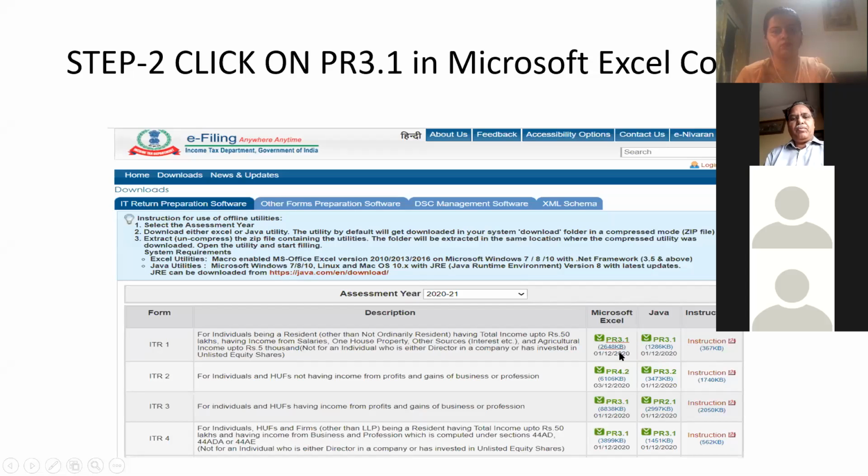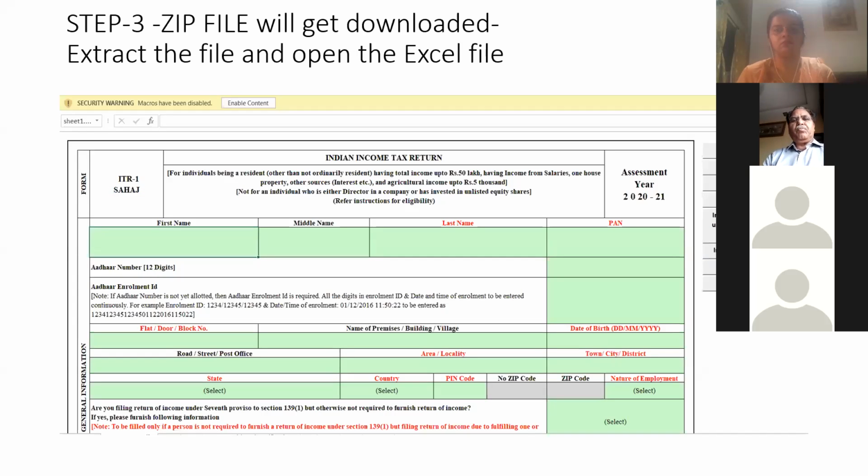So this Microsoft Excel, you can see there are 2 versions. There is Excel and there is Java. You will download the Microsoft Excel version because that will be easier for us to fill and it does not require any extra software. So Microsoft Excel, this particular button here, this green one, you will click over here. Once you click this, a WinZip file will be downloaded. And in that WinZip file, you will have to extract. And after extracting this Excel sheet, you will be able to see. This will be the Excel sheet in front of you. This is the form ITR 1 Sahaj, you can see, for the assessment year 2021.